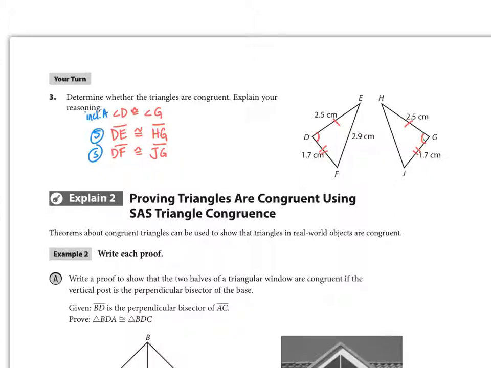And both D and G happen to be our included angle up here. All right, so that's how you know D is included in between the 2 sides we use, and G is included in between the 2 sides that we use on the other triangle.